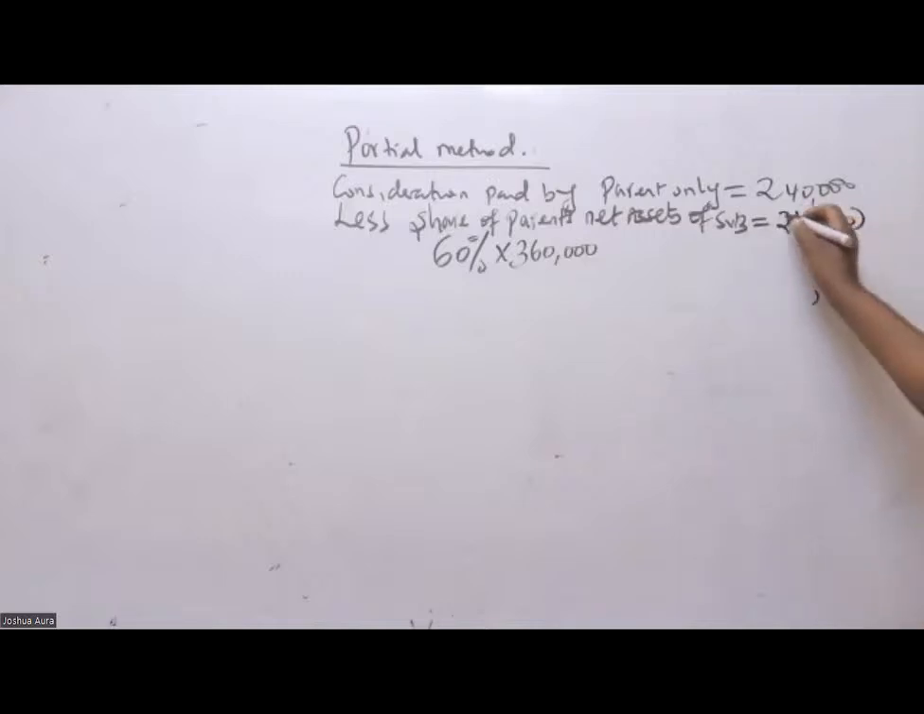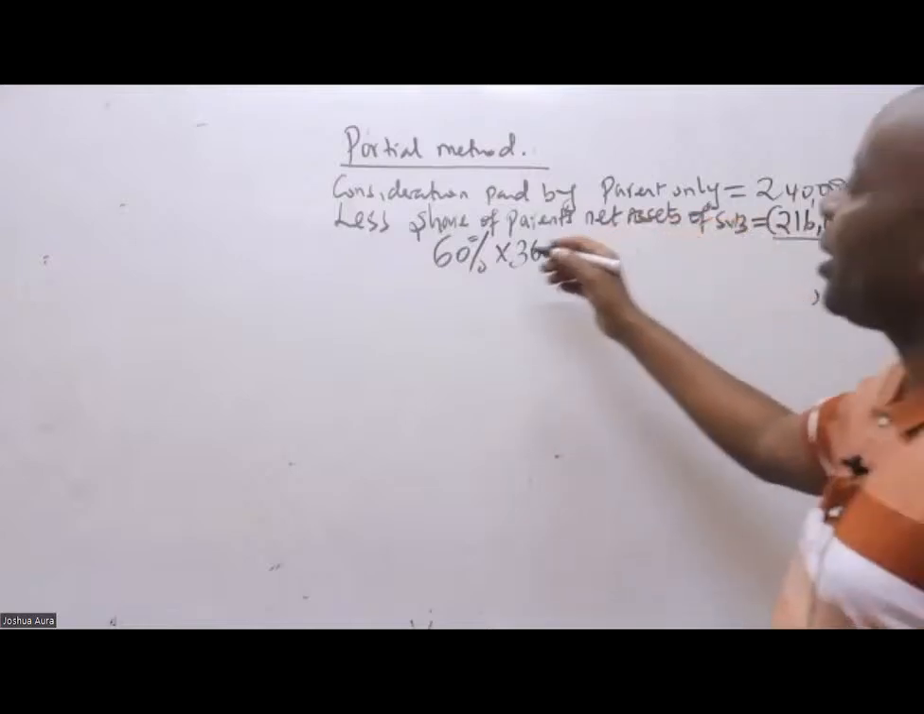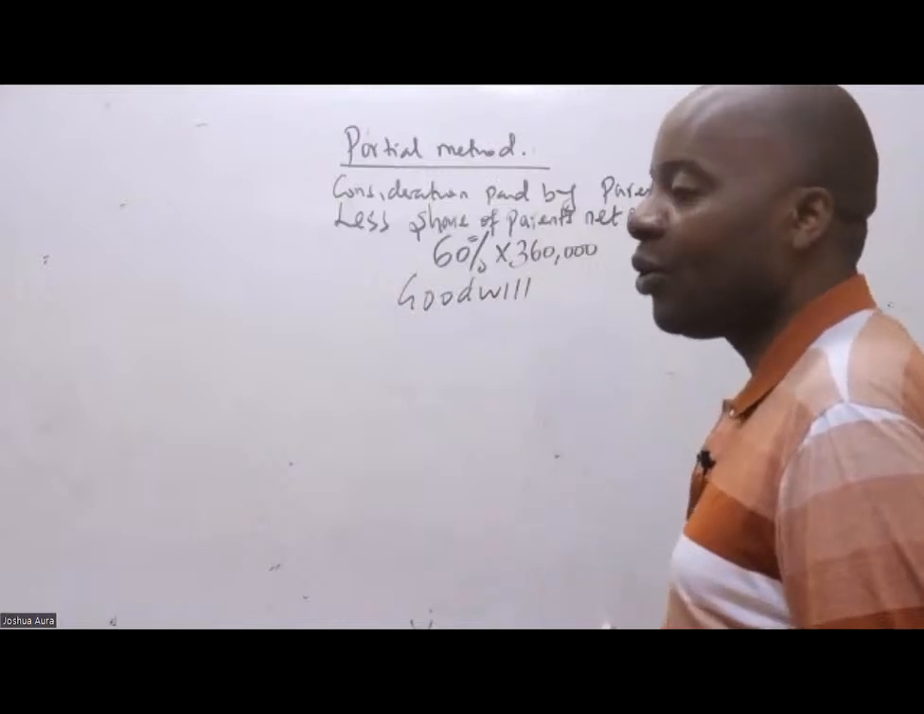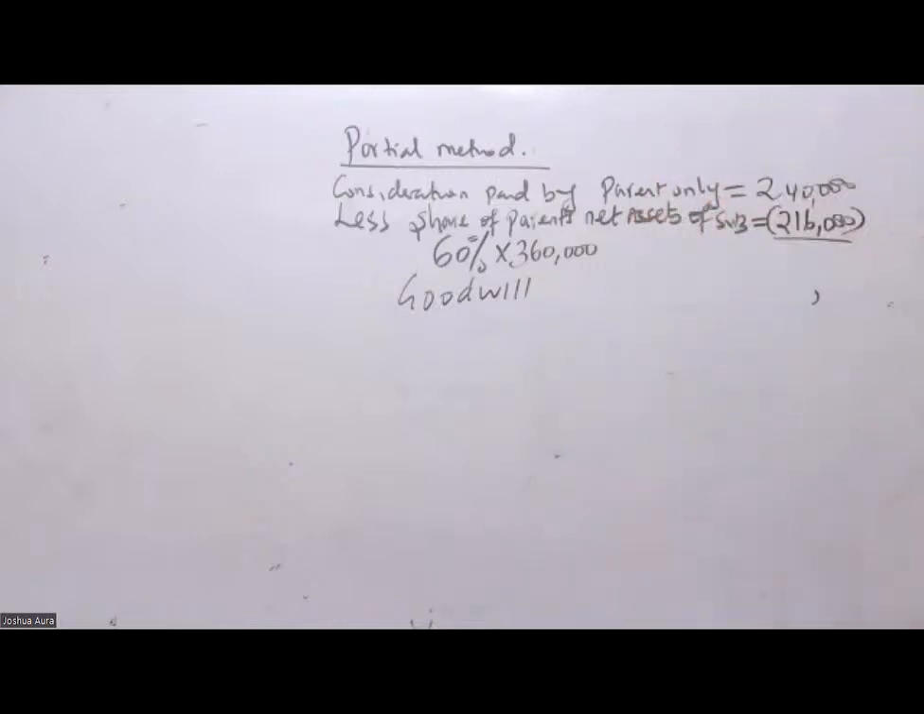That gives us 216,000. So you subtract, and in this case you get the goodwill using the partial method, which here, according to Benjamin, will be 24,000.